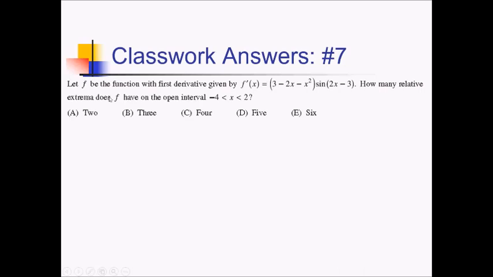On this problem, we're given this f function whose first derivative is f prime equals all this craziness. We want to know how many relative extrema, so that's maxes and mins, f has on the interval from negative 4 to 2. Well, we're basically asking how many times does f prime change signs. And this is a calculator question, so we're going to use the calculator to figure this out.